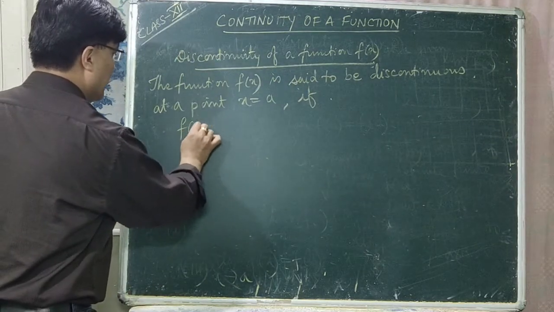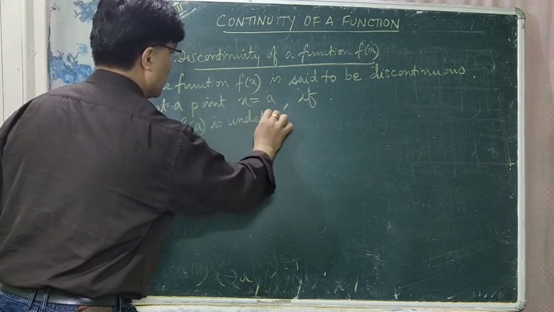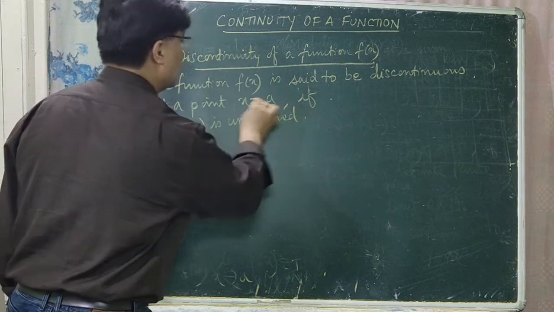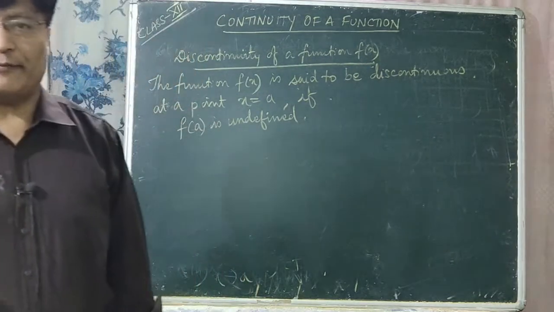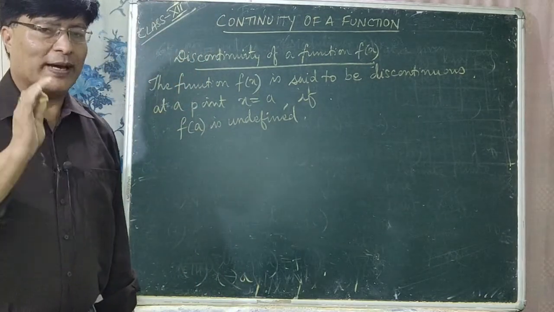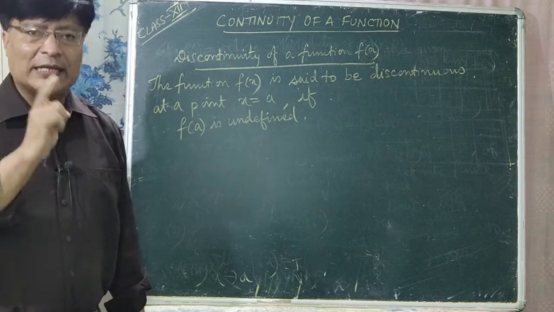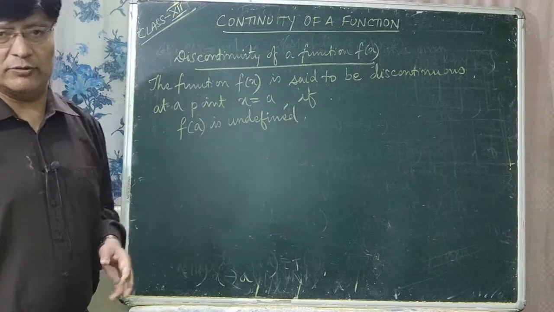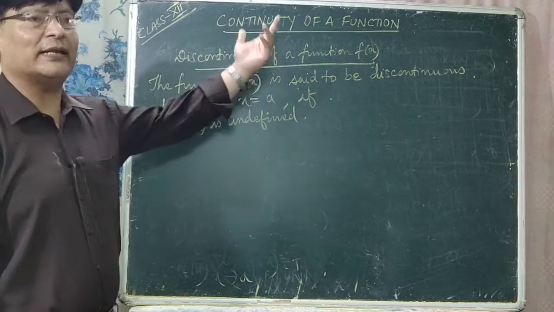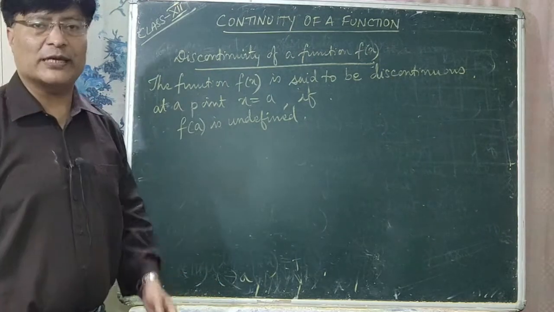If f of a is undefined, f of a is undefined. What is given to you? A value of f of x is given. So at a given point, suppose x is equal to a, if you put x is equal to a, and if you get f of a as an undefined value, then you can directly write down that f of x is discontinuous at the given point x is equal to a.